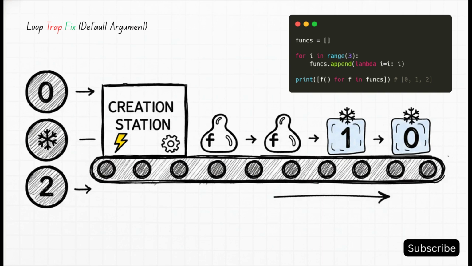The fix for this is so clever and elegant. By making i a default argument to the lambda, that little i=i part, you force Python to evaluate and store the current value of the loop variable right at the moment the function is defined. Default arguments get evaluated once when the function is created, not when it's called. This trick effectively freezes the value, so each function gets its own correct copy.